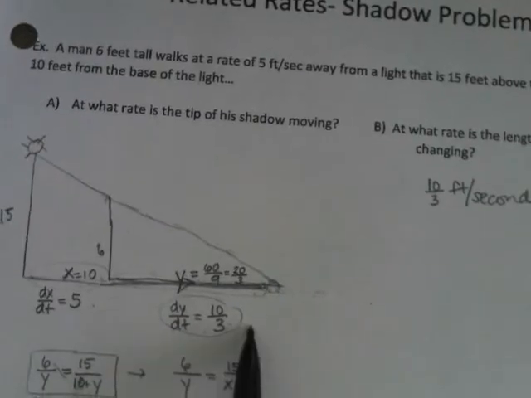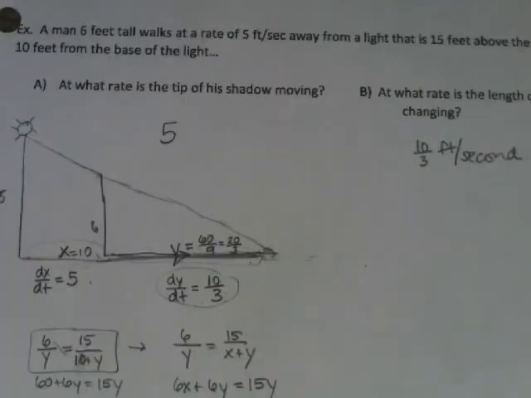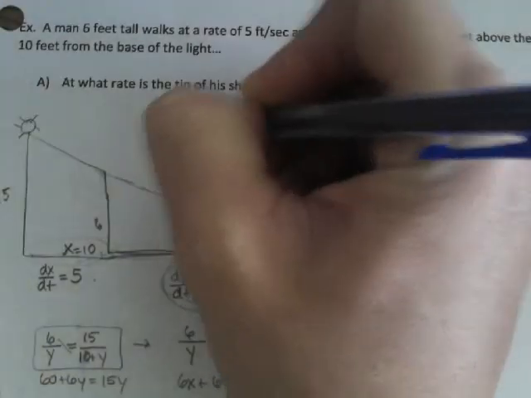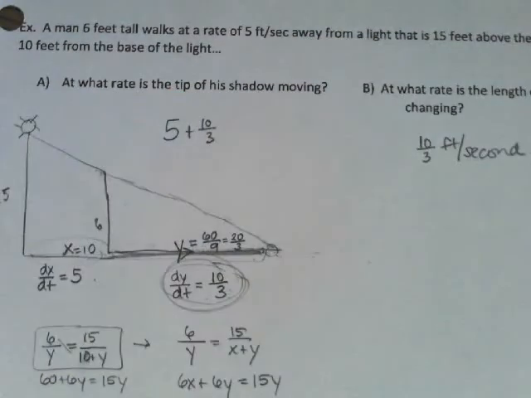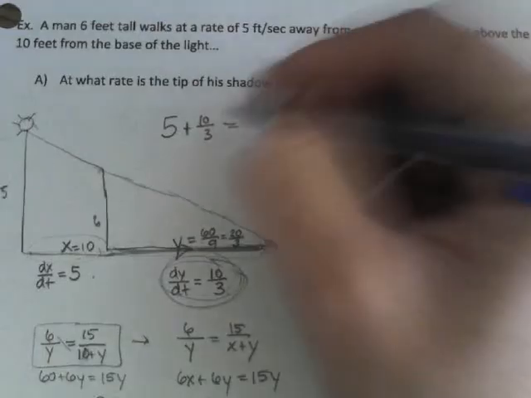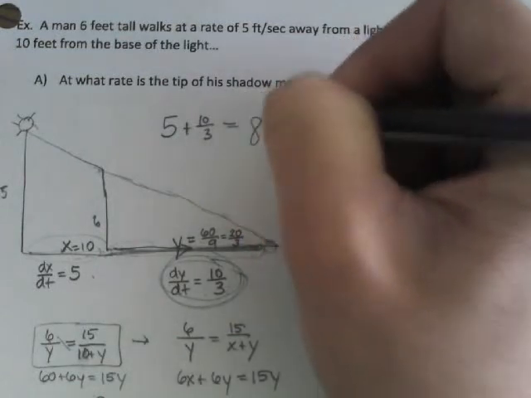It's definitely moving at that rate of 5 feet per second because the guy's walking, but it's also growing, and so it's moving that additional amount per second. So if you wanted to, this is 3 1/3, so in total it's moving 8 1/3 feet per second.